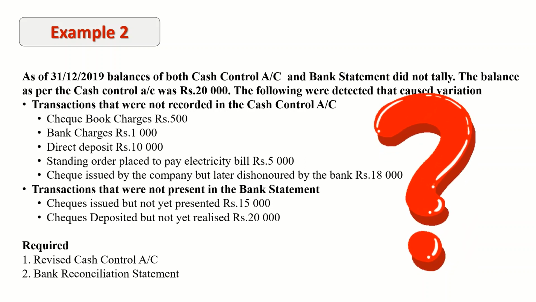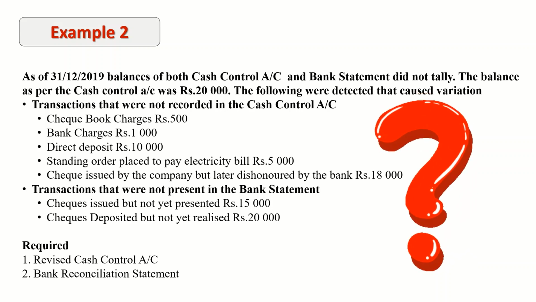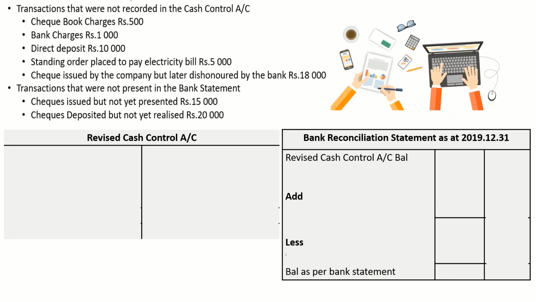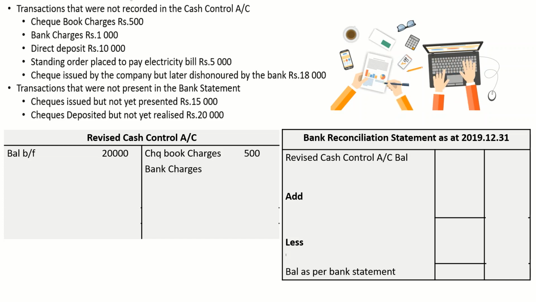So the requirement is revised cash control account and bank reconciliation statement. So now you need to prepare the revised cash control account and the bank reconciliation statement. First you need to record the opening balance of rupees 20,000 and then the checkbook charges. So revised cash control account credit 500, then bank charges of 1,000. So credit revised cash control account 1,000. Then the direct deposit made. So revised cash control account debit 10,000.